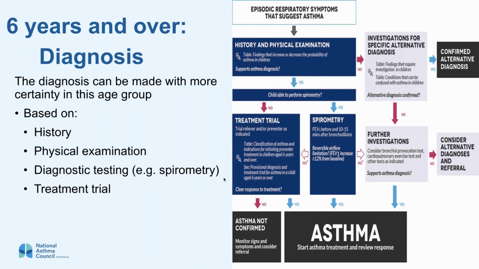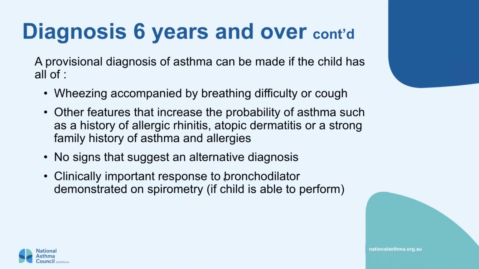And in this age group, diagnosis can be supported by diagnostic testing and the presence of reversible expiratory airflow limitation on spirometry. Again, different for each child. Some children will be able to complete spirometry, some won't. So provisional diagnosis of asthma can be made if the child has all of the following: wheezing accompanied by breathing difficulty or cough, and other features that increase the probability of asthma, such as a history of allergic rhinitis, atopic dermatitis, or a strong family history of asthma and allergies.